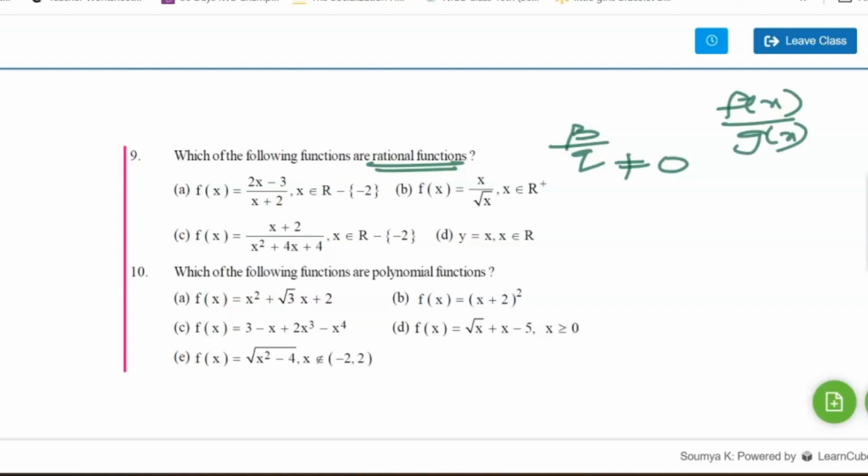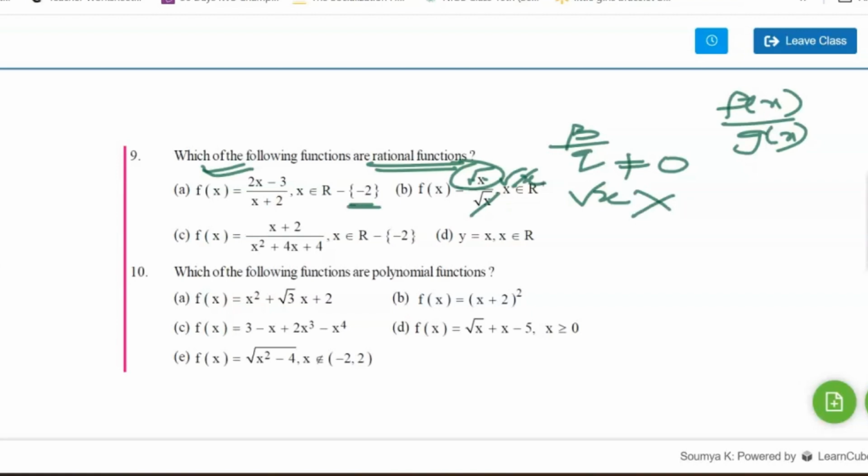If you see the first question, except minus 2, values are possible for this one. So this represents a p by q form where the denominator doesn't imply 0. So it is a rational function. Next, example B, you can see here it is x by root x. That means x can be written as root x into root x, and you can cancel one root x from denominator and numerator. So you are left with root x. In this case, it is not a rational function. You are only having a simple value of root x. So this is not a rational function.